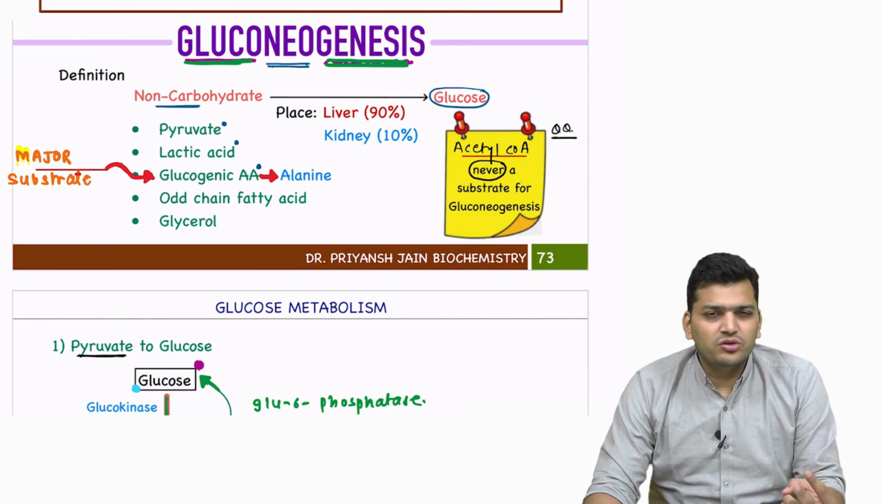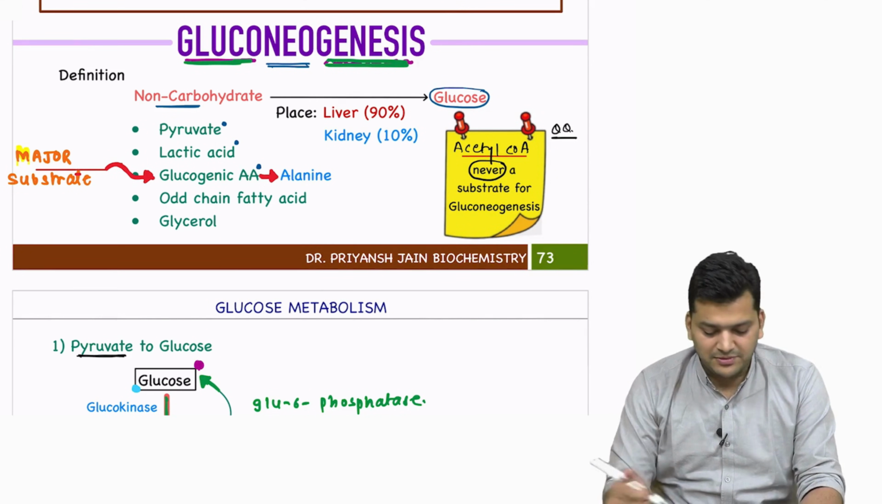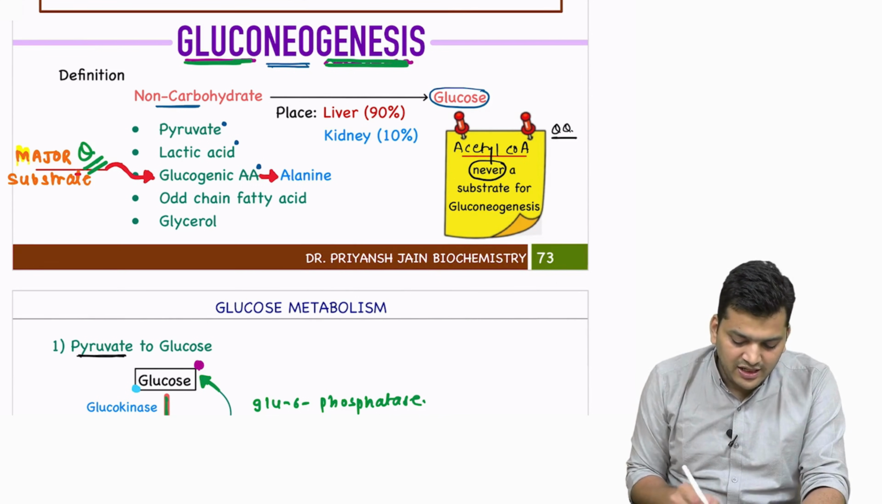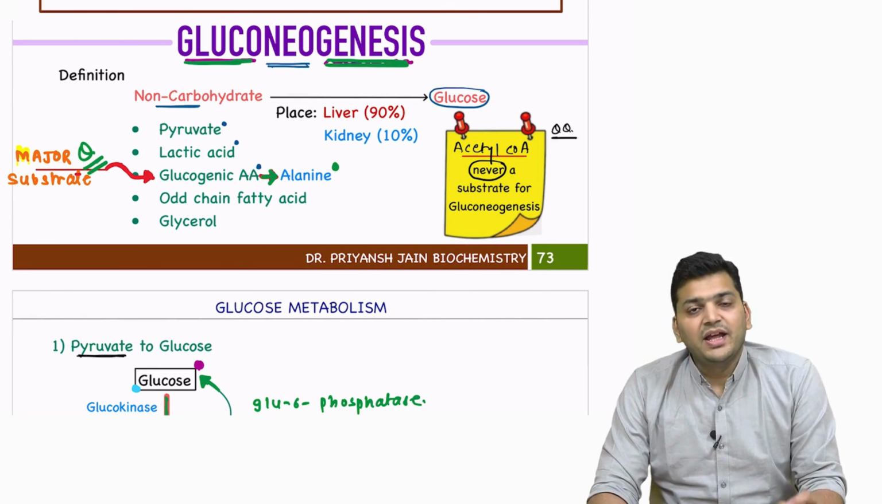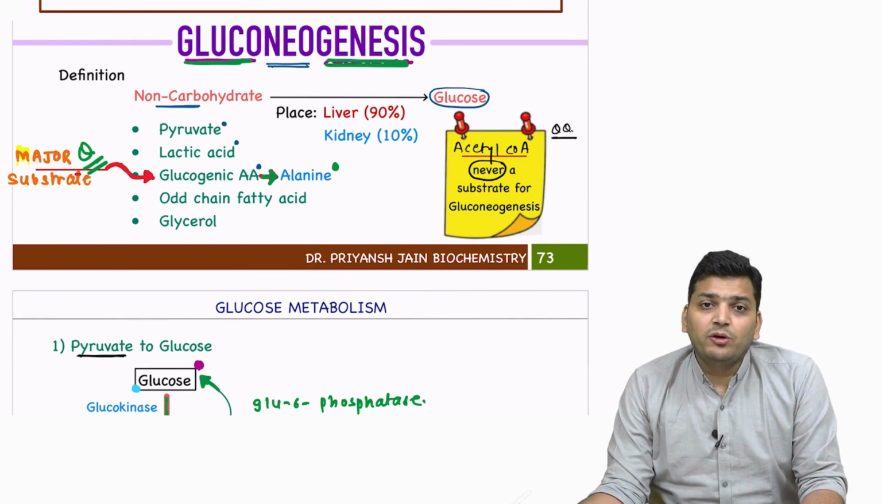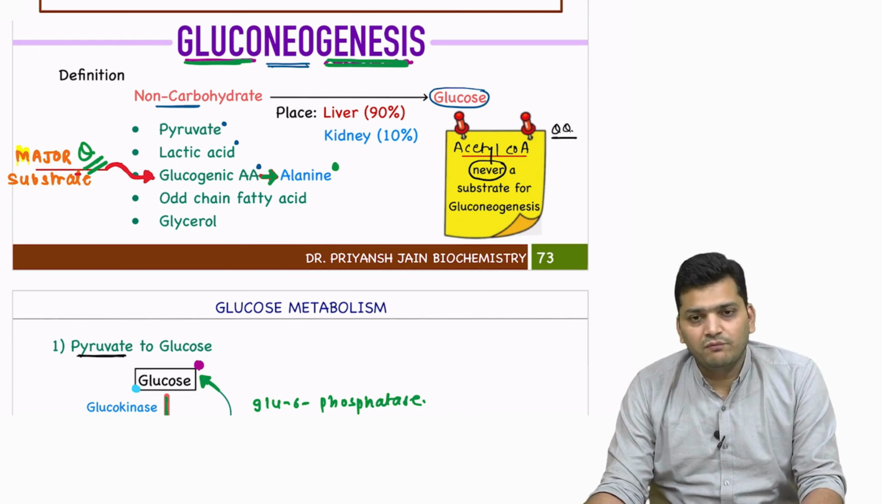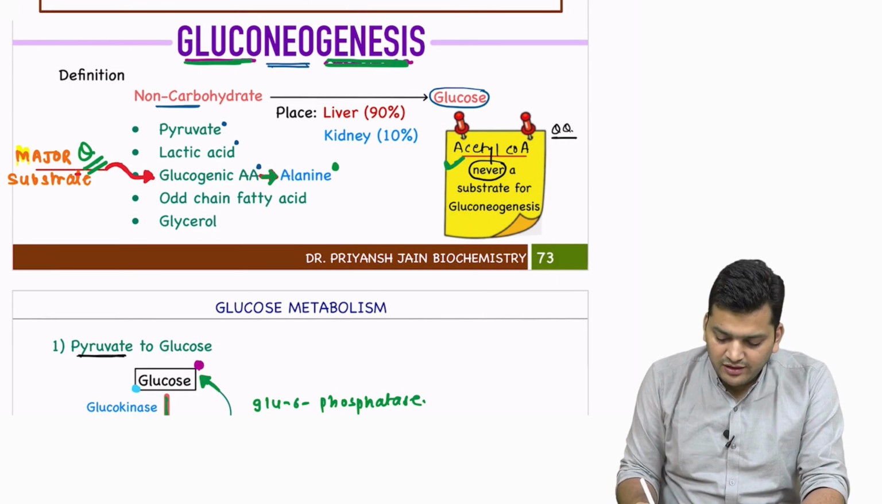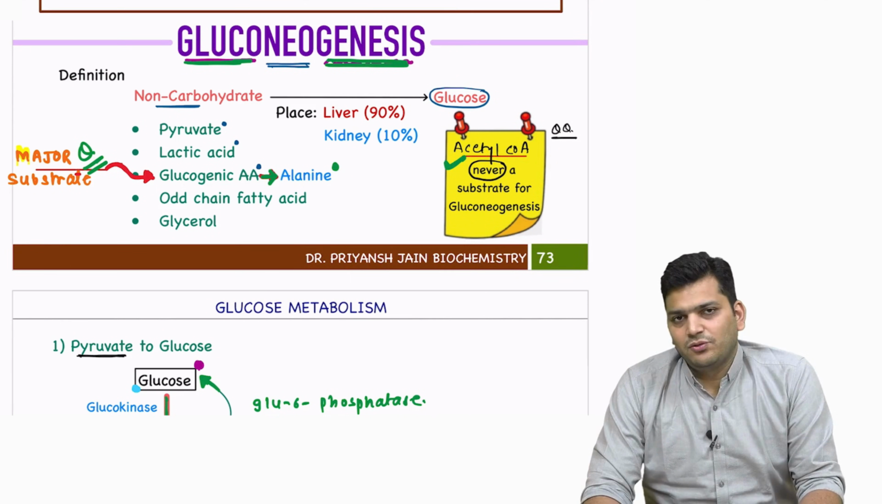So they ask 2 questions about the substrate. What is the major substrate? The major substrate is amino acid, and among amino acids, which is the most glucogenic? Alanine. And the second question they ask is, what is never a substrate of gluconeogenesis? You can never synthesize glucose from which molecule? Acetyl-CoA. Acetyl-CoA is never a substrate of gluconeogenesis.